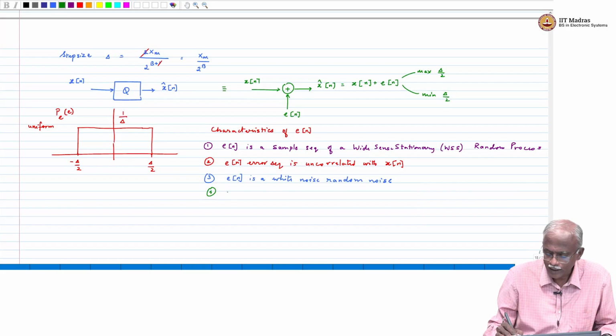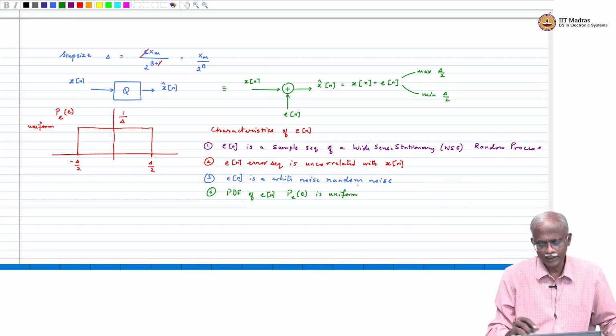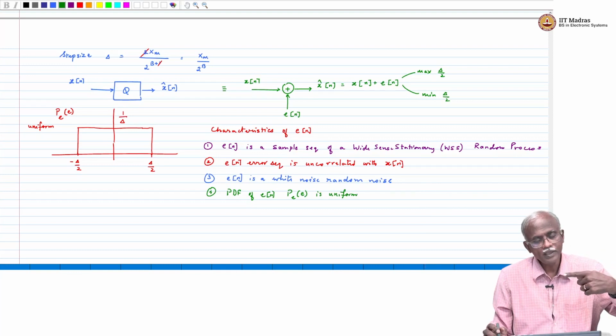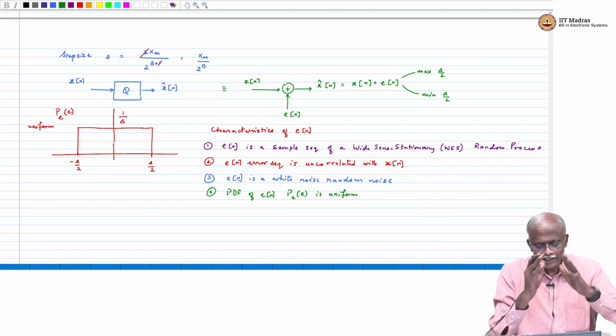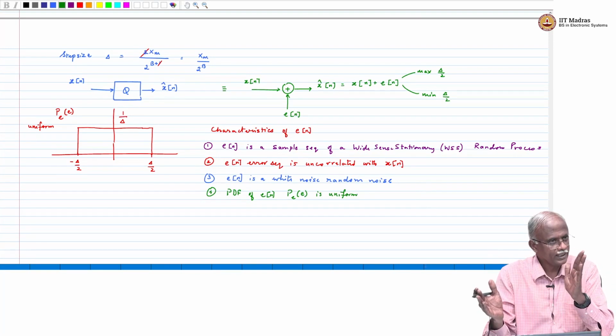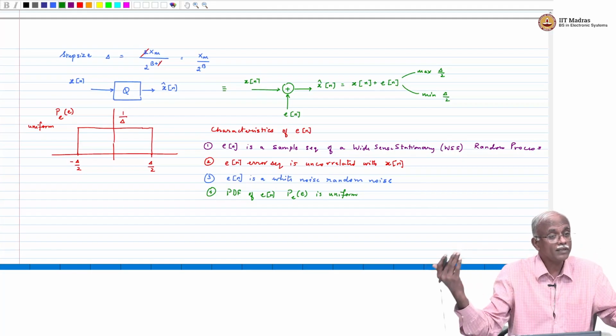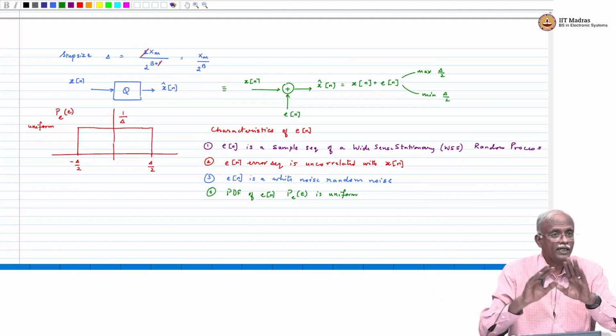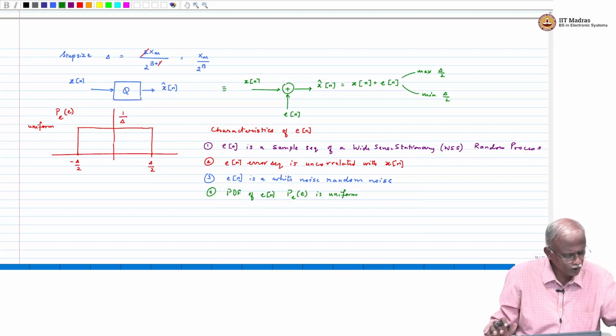And of course, the last property we have already sort of justified. We said that the probability distribution function, PDF, of the error signal, which is p_e of e, is uniform. So basically, error is a random variable, it is not correlated to the signal, it is not correlated to other values of e of n, and it has a uniform distribution.